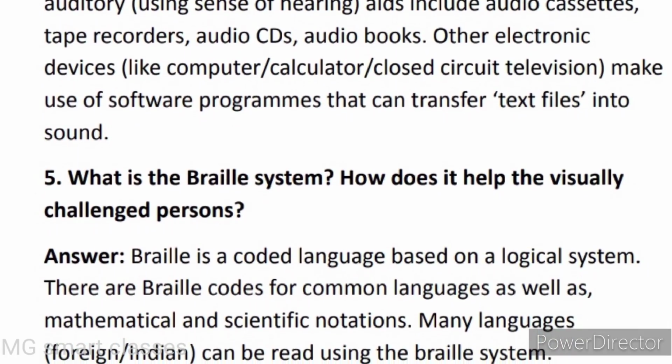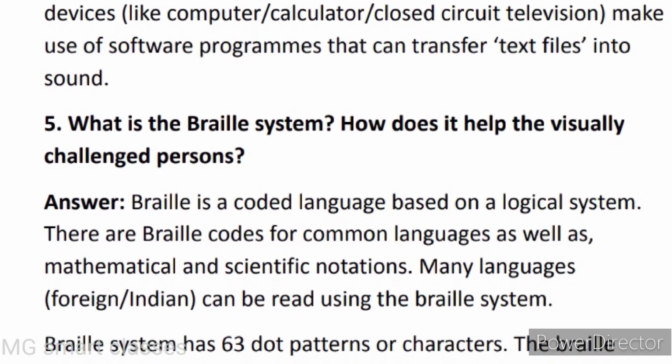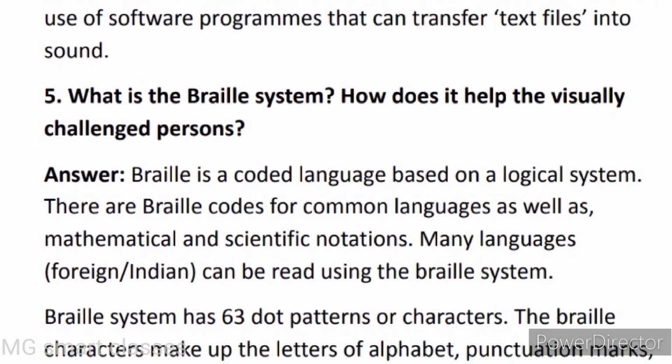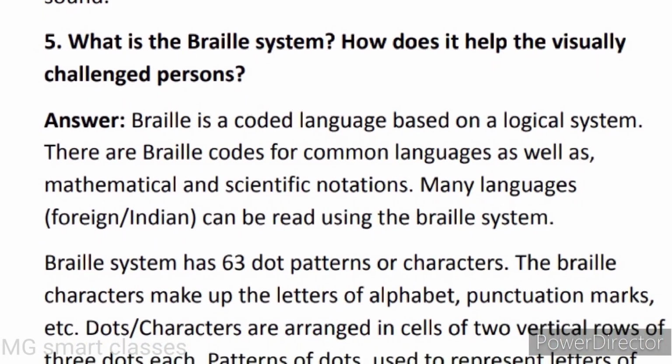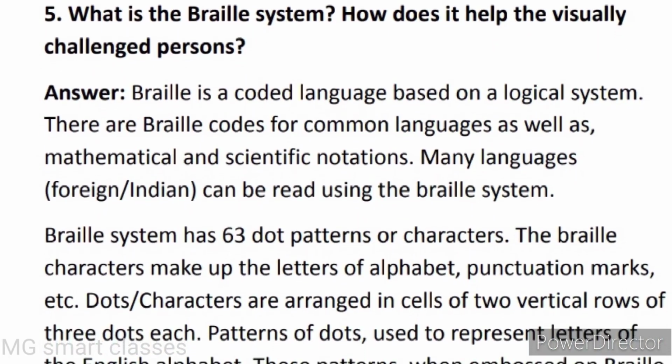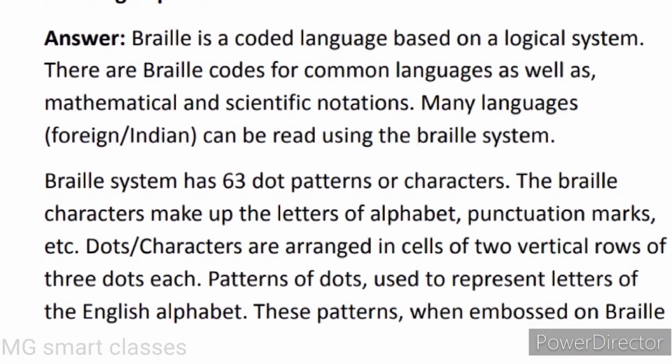Question number 5. What is the Braille system? How does it help the visually challenged person? Answer. Braille is a coded language based on a logical system. There are Braille codes for common language as well as mathematical and scientific notation. Many languages can be read using the Braille system.